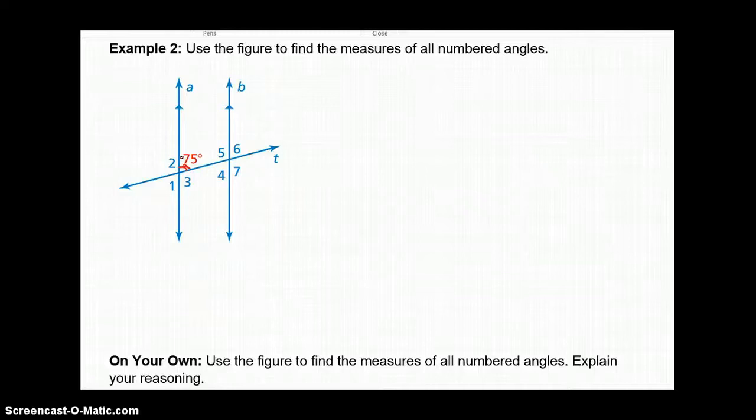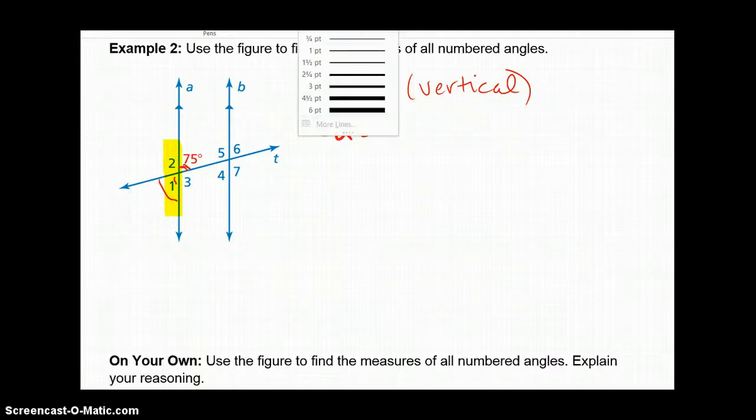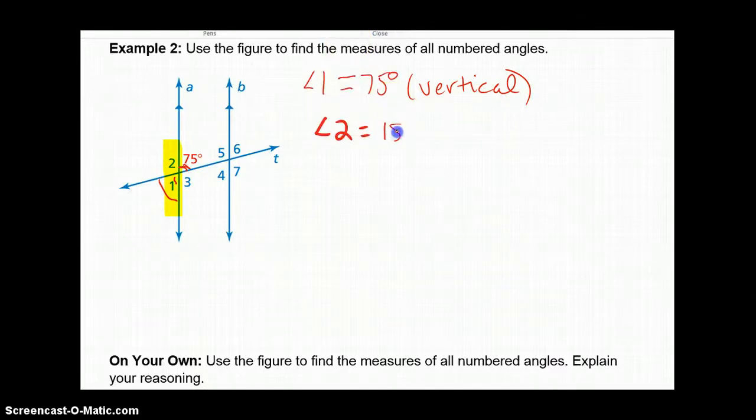Well, I'm kind of partial to vertical angles, so I know that if that is 75 degrees, angle 1 is 75 degrees, because those are vertical angles. And then once I know angle 1, if you look at angle 1 and angle 2 right here, those form what? A straight line. And straight line means that they're supplementary. So angle 2 then is 180 minus 75. So angle 2 is 105 degrees.